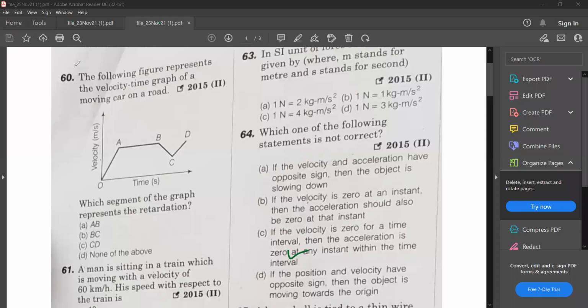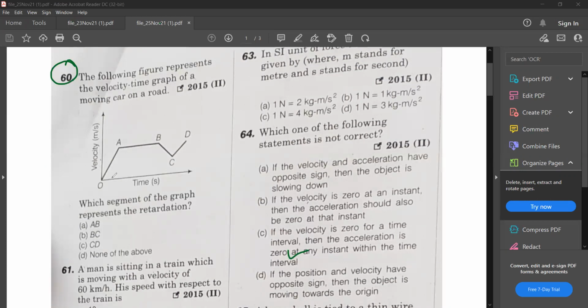See the question number 60. The following figure represents the velocity time graph of a moving car on a road. So there is a graph given here. Velocity time graph. What do you have to find out? Which segment of the graph represents retardation? Okay, direct question, easy question.